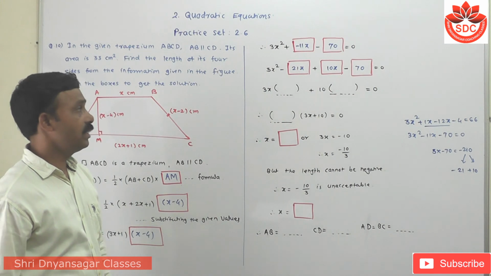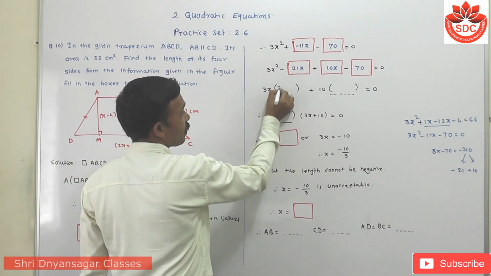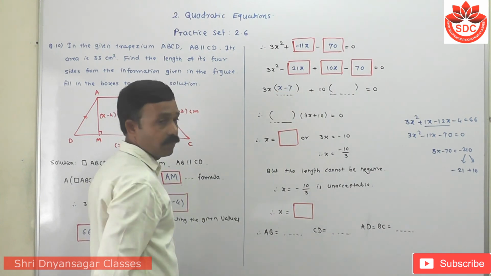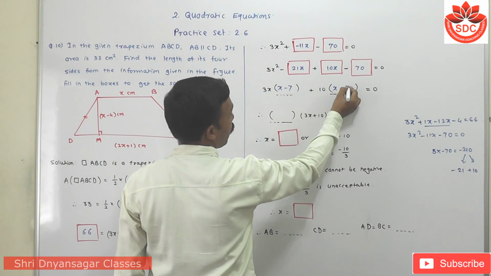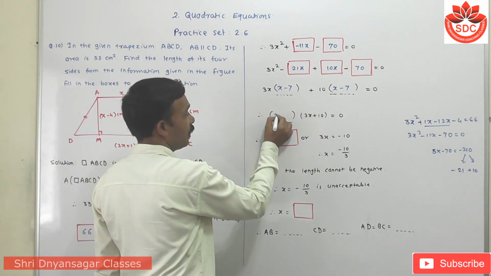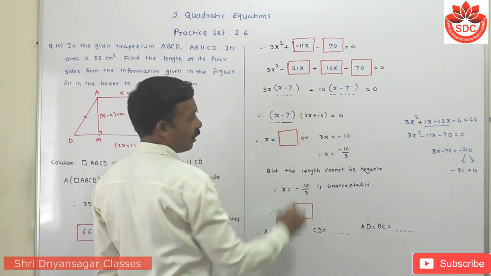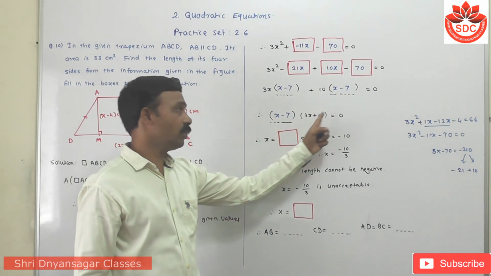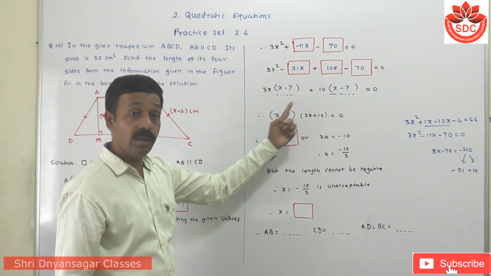Okay, then next is, here take common 3x, then remaining is x minus 7. Here is plus 10, here remaining is x minus 7 again. Student, take the common bracket first, that is x minus 7, and the remaining values in another bracket. Student, all of you know that if the product of two terms is 0, then at least one of them must be 0. So x minus 7 is equal to 0.